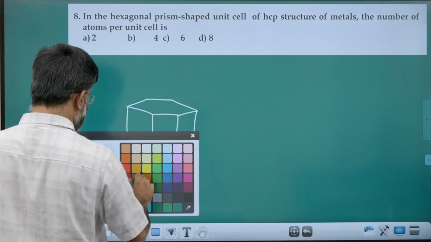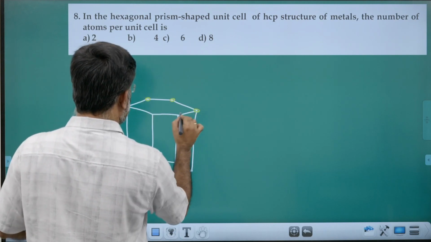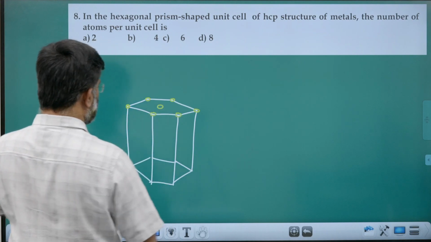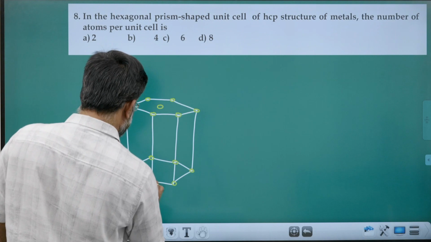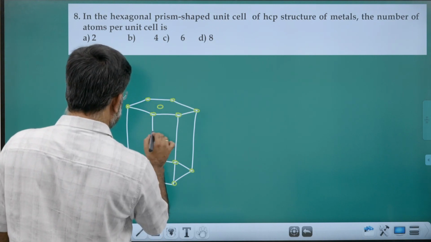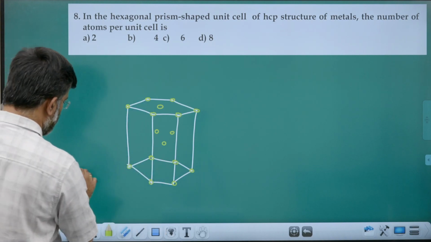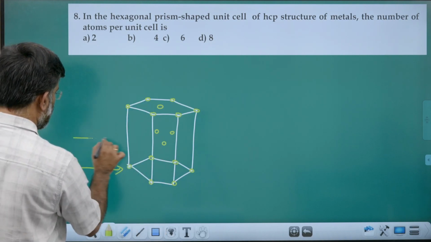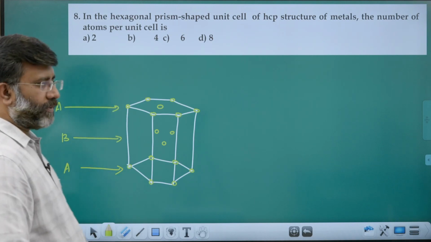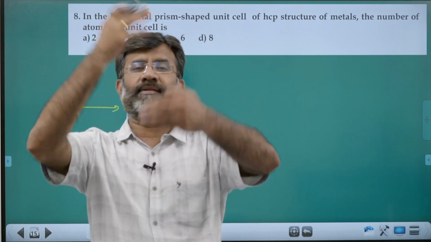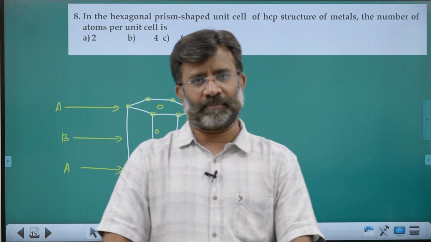And how are the particles coming? One here, one here, one here, one here, one here. There are 7 particles on top, and there are 7 particles at bottom, and there are 3 particles over here. And that forms layer A, layer B, layer A, and hope you remember AB packing is called HCP, right?